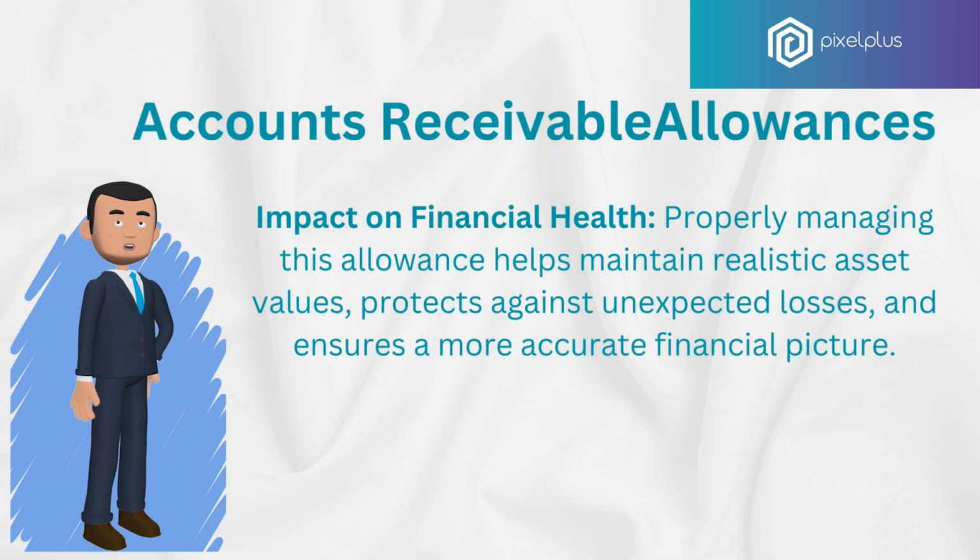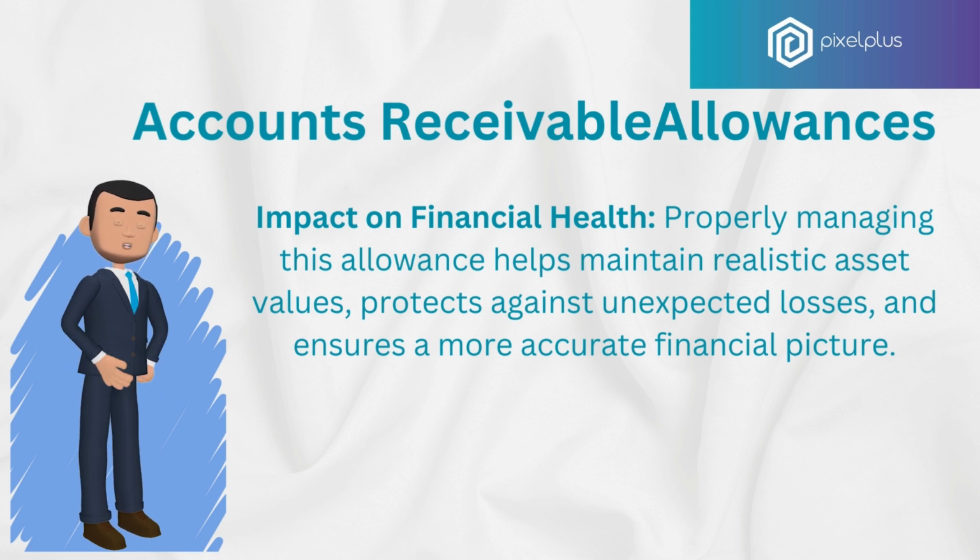Protection against unexpected losses. By setting aside a reserve for potential bad debts, companies are better prepared to absorb the impact of uncollectible accounts. This proactive approach mitigates the risk of unexpected financial strain caused by customer defaults, helping to stabilize the company's earnings and cash flow. The allowance acts as a financial cushion, protecting the company from the adverse effects of bad debts.